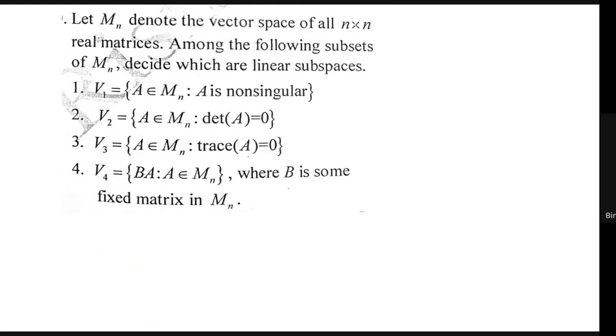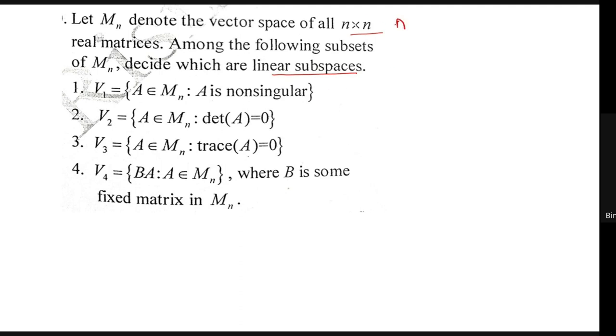The next question is: let Mn denote the vector space of all n cross n real matrices. Among the following subsets of Mn, decide which are linear subspaces. Now we have to check which of the options is a linear subspace. The first option is V1, the set of A belonging to Mn, that is A is an n cross n matrix, such that A is a non-singular matrix. Now we have to check whether it is a linear subspace or not.